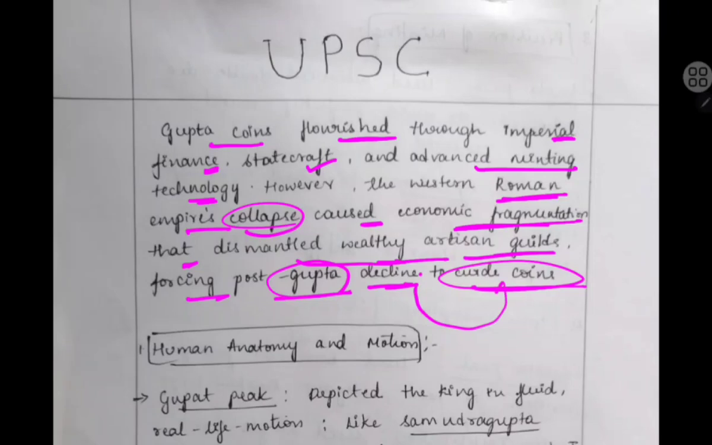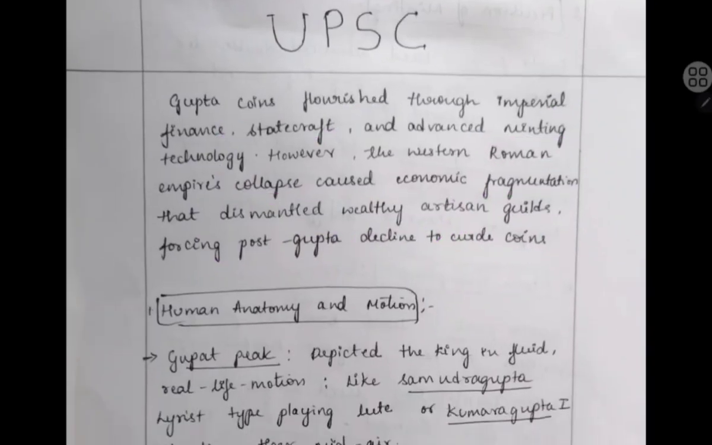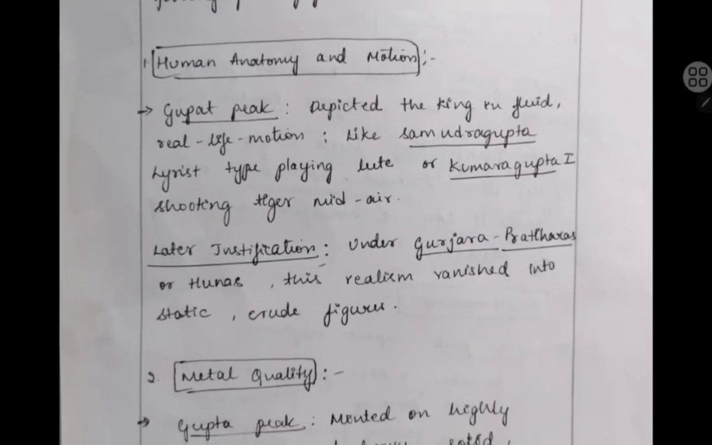It actually changed its form to crude coins. This is the introduction. Okay, and in the body, what am I saying? Human anatomy and motion, I'm mentioning. Since the question is asking about the level of excellence, in the first part I'm mentioning the Gupta peak, and later, why it was not able to carry that excellence, I'm giving justification for it.